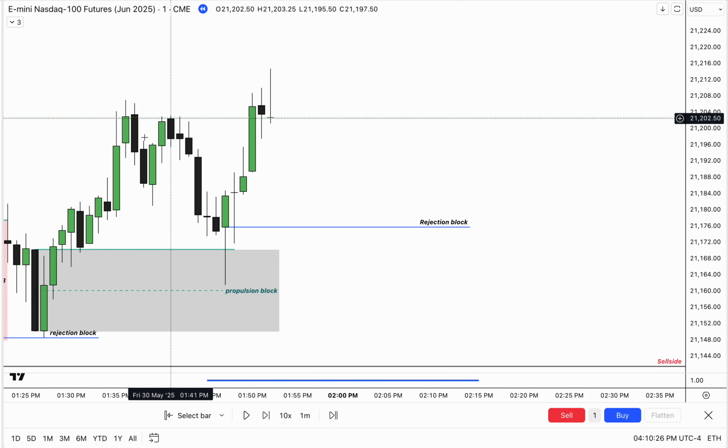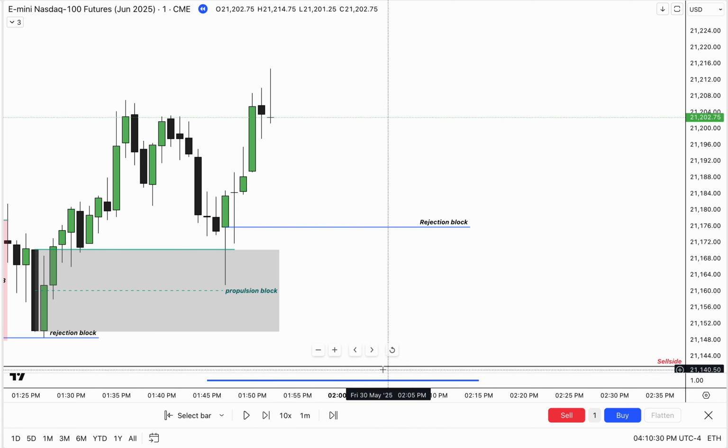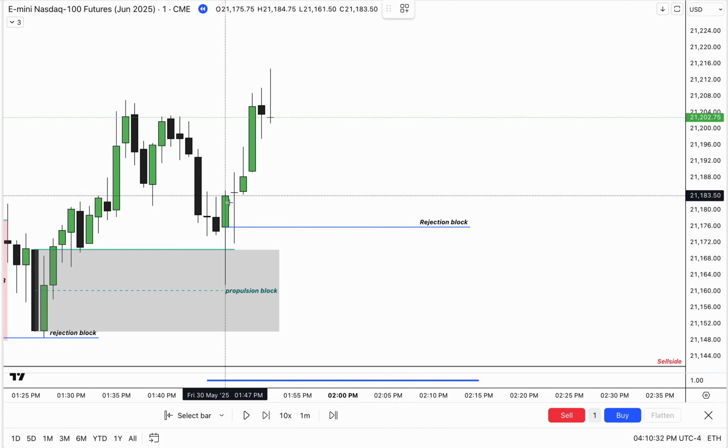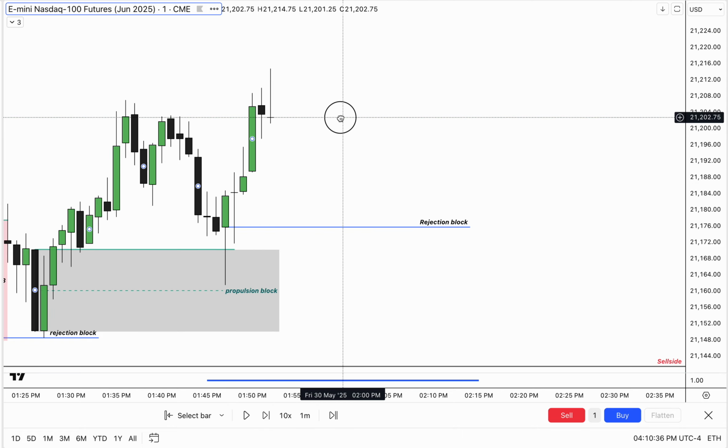That becomes the new high. This is the new leg. This is the rejection block in that leg. We have these volume imbalances, fair value gap, all that.